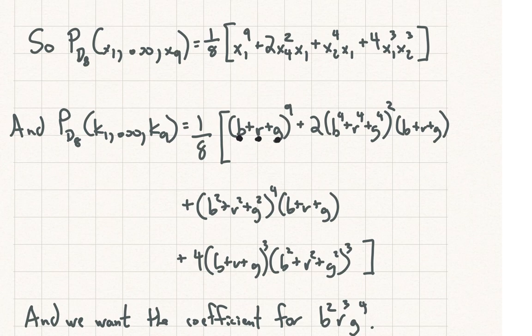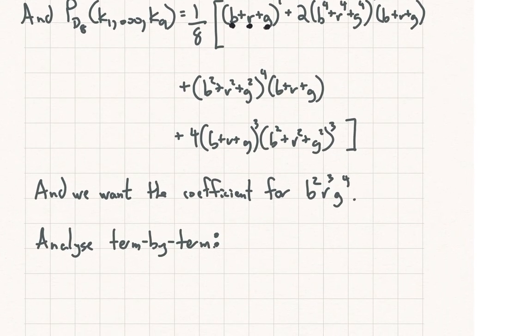And the thing that I want you guys to work out is I want the coefficient, because remember, we're looking for how many colorings exist with 2 blue, 3 red, and 4 green. So try and analyze this term by term in order to find this coefficient. B squared, R to the third, G to the fourth. Remember that once you kind of figure out for each term here, you can add them together. And then once you add them together, remember you have to divide by 8 here to get that. So I'll leave that as a little exercise for you guys.